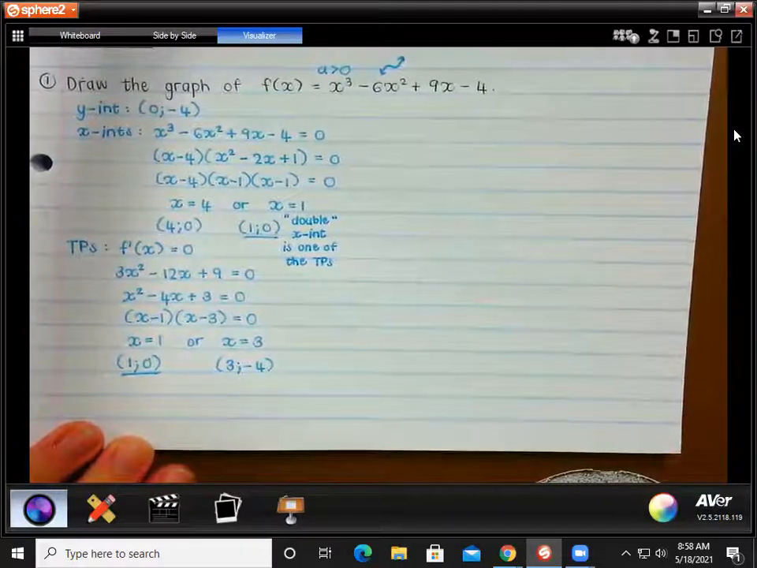Okay, draw this graph, please. You have all the information that you need.